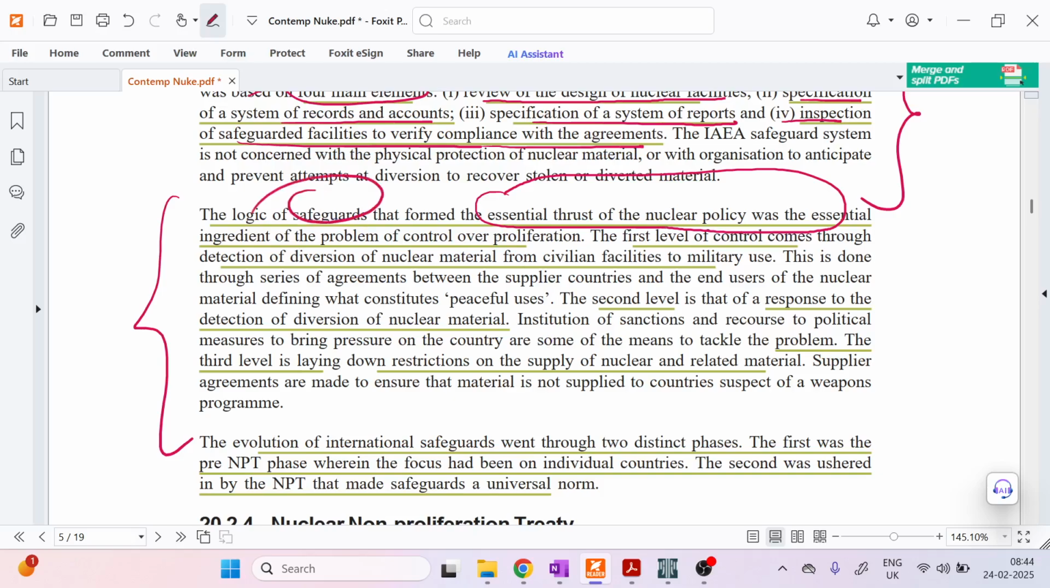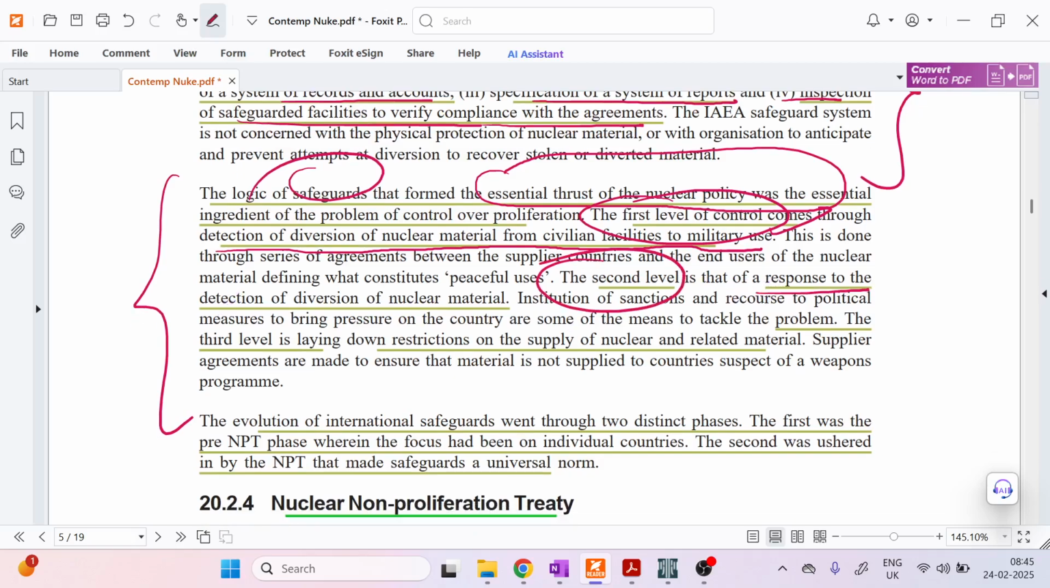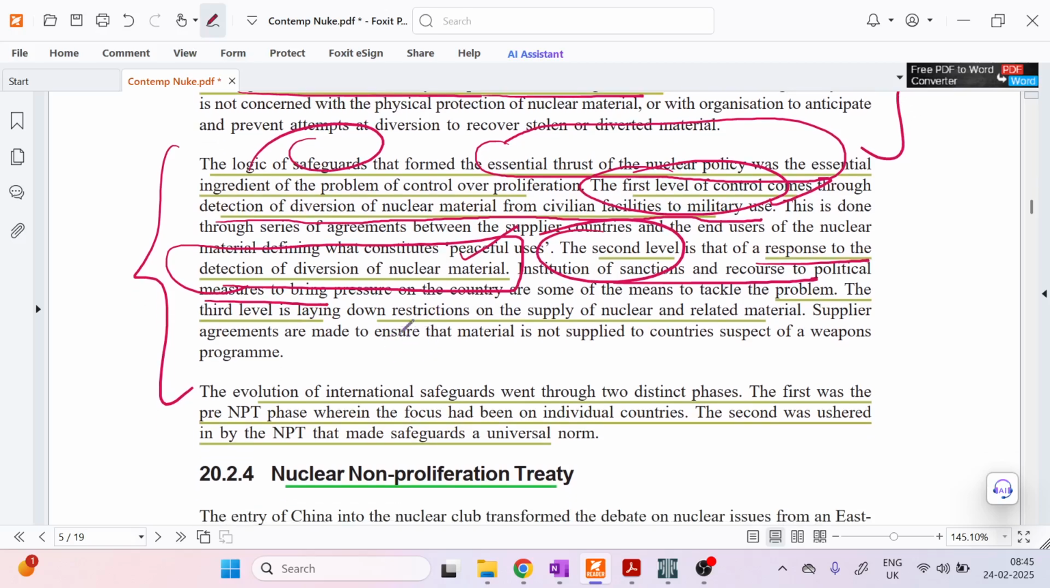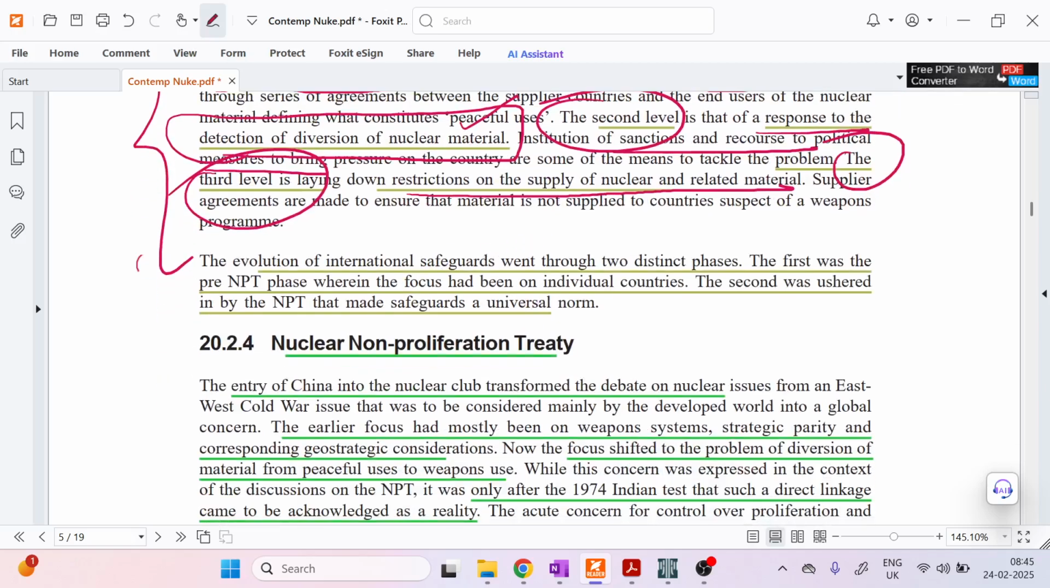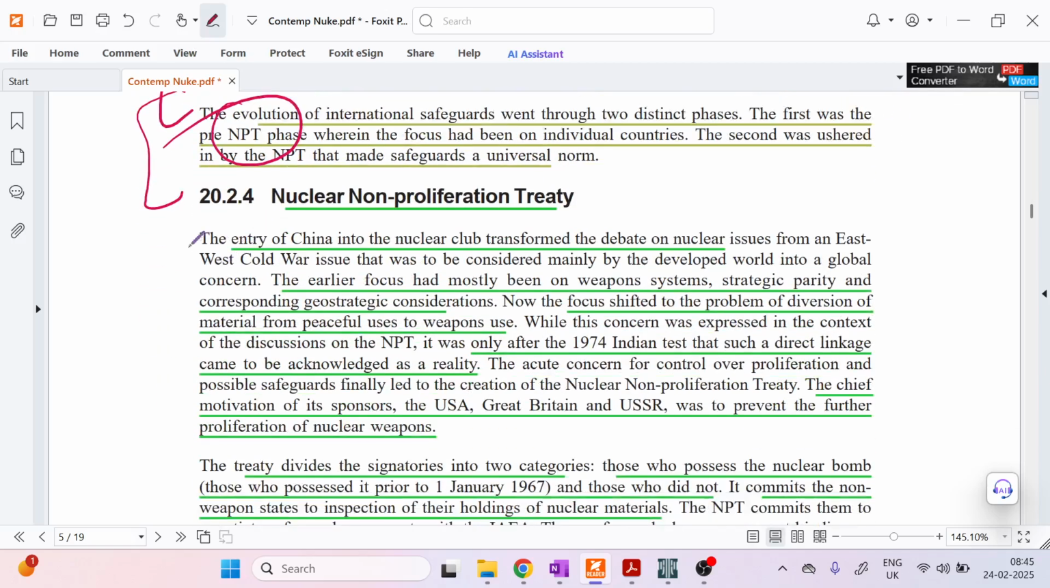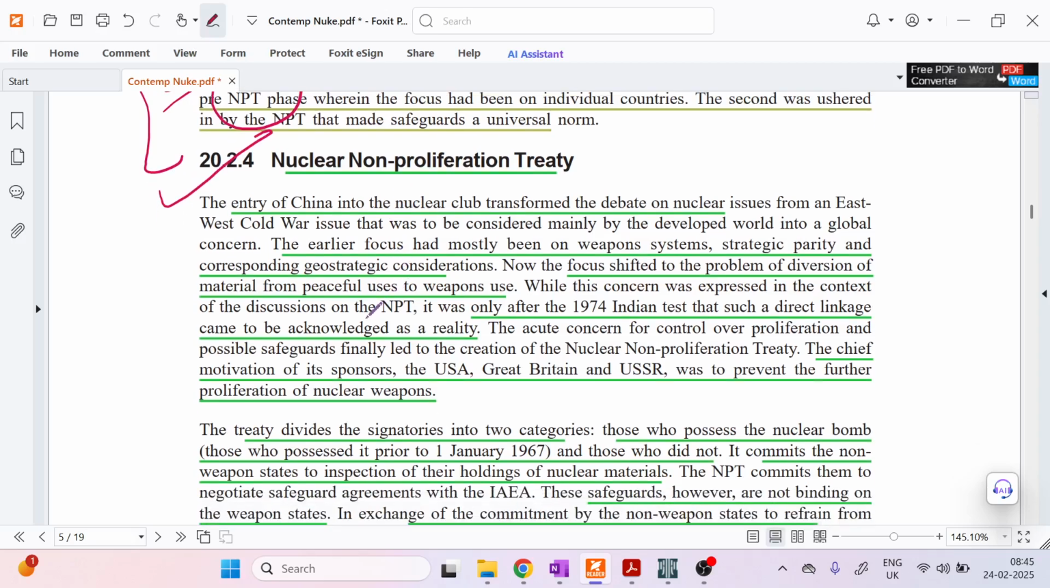So via these safeguards, there came two levels of control. The first level of control came via detection of diversion of nuclear material from civilian to military use. And then the second level was the response to the detection of diversion of nuclear material. Mostly the responses were in terms of economic and trade sanctions or military or political embargoes. And then the third level of control was laying down restrictions on the supply of nuclear material. And via this phase, the NPT came into function. So the NPT, the third phase of nuclear proliferation.